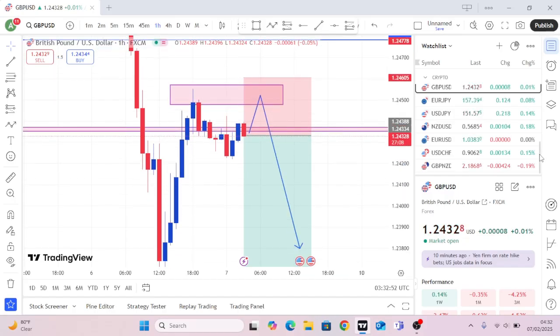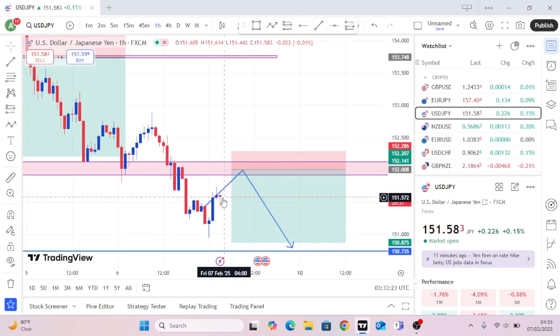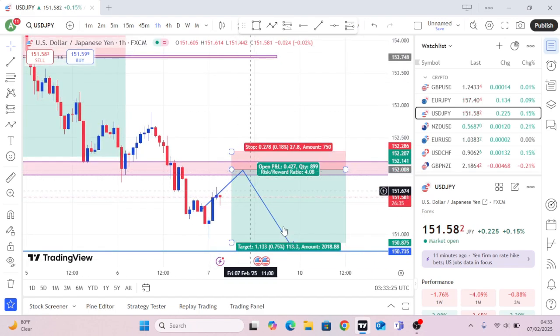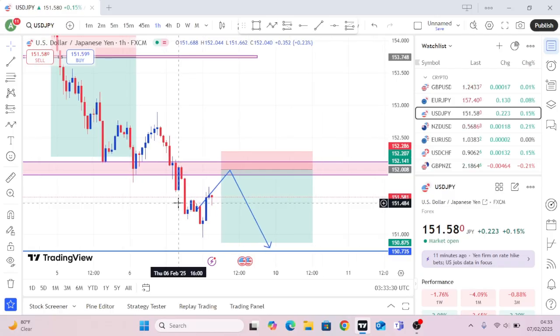Then my second option is USD JPY. I'm expecting it to come to this level. If it comes to this level, then I take USD JPY to the downside. So for USD JPY and GBP USD, if it happens, I take them. If they don't happen, I'm not going to take them.